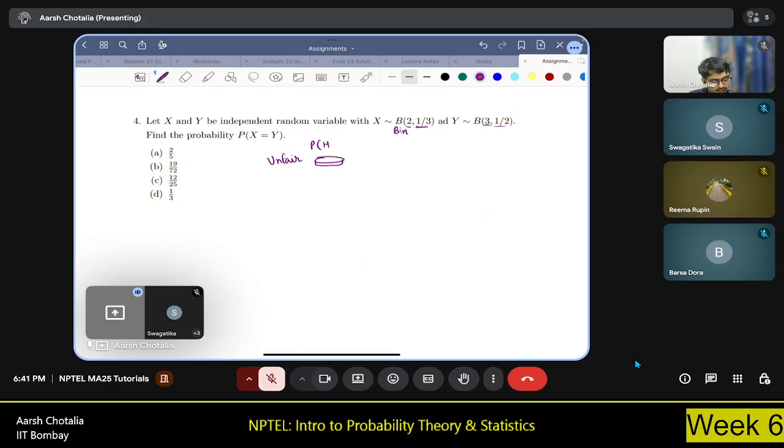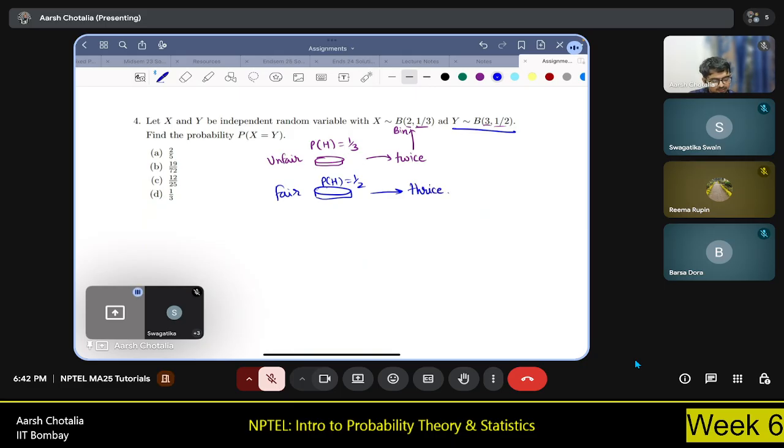With probability of heads equal to 1 by 3, and that is tossed twice, right? And there is this other coin, the blue one, which is fair. So probability of heads is 1 by 2. Heads can be thought of as success, and that is thrown thrice.